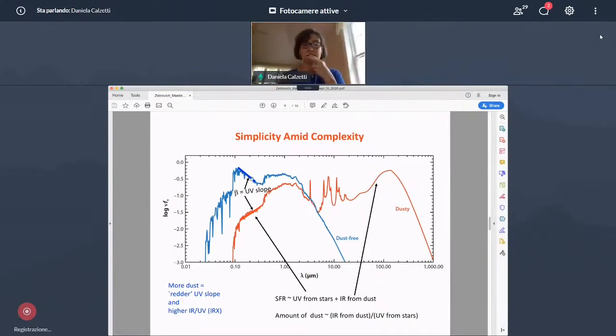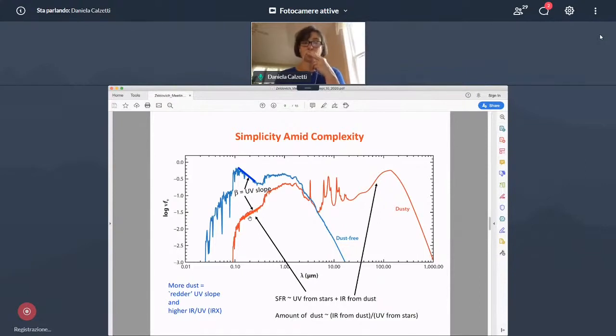And as it becomes redder, it also decreases in intensity, while at the same time, the far infrared beyond 10 micron increases in luminosity. So the ratio between the total infrared and the measured intensity in the UV tells you how much dust you are dealing with, while the value of the UV slope, as it becomes redder and redder, tells you how much selective attenuation you have, and how that affects your spectral energy distribution as a function of wavelength.